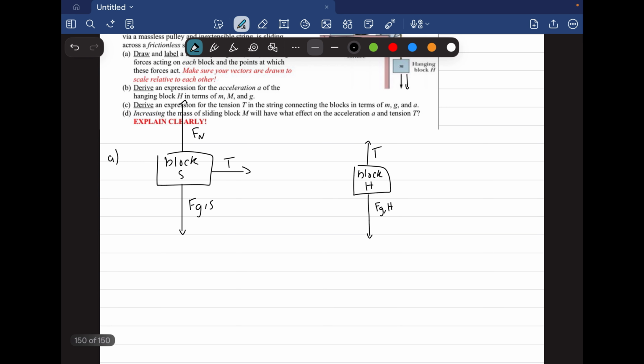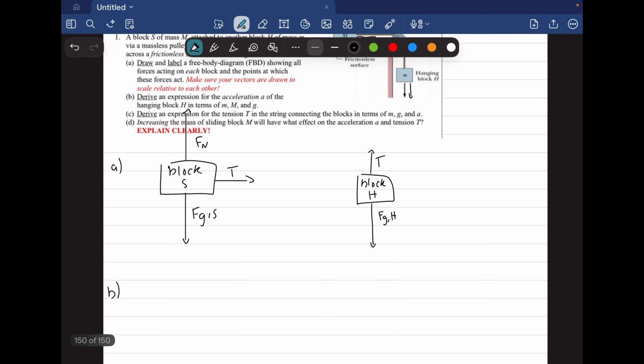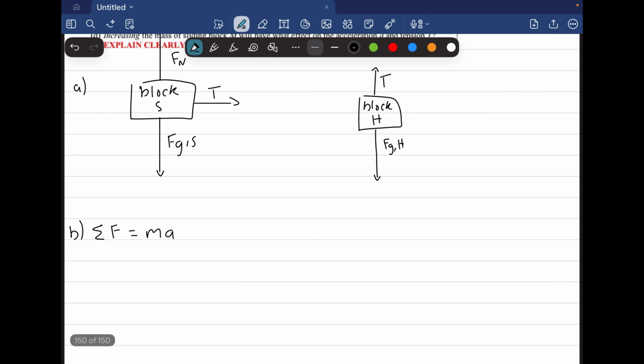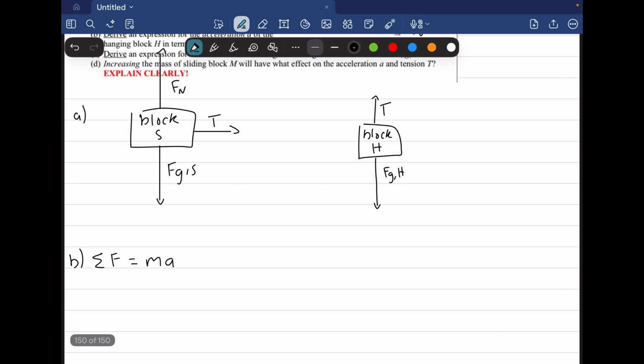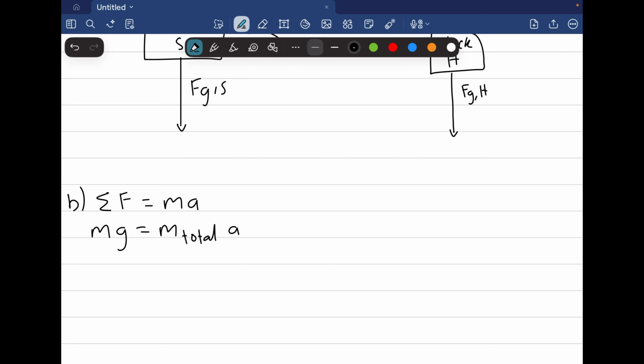And then part B is asking us for a function for the acceleration. So I'll write out Newton's second law. Since it's frictionless, the left side is only mg is equal to m total a, right? I'm looking at the whole system. Let me fix that. So just FGH is the force that's pulling it to the right.